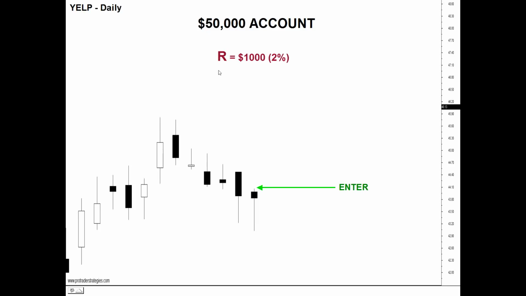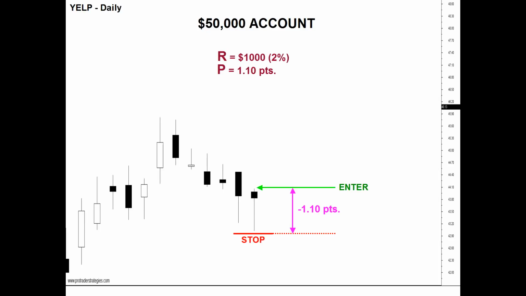Now you have to develop what P is. So let's say we're going to enter here. Where is our stop placement going to be? Well, our stop, let's say, would be right below that particular bar. We have to calculate what that amount is. That's 1.10 points. So that equals P. P equals 1.10. That's the amount of points we would lose if we were stopped out.